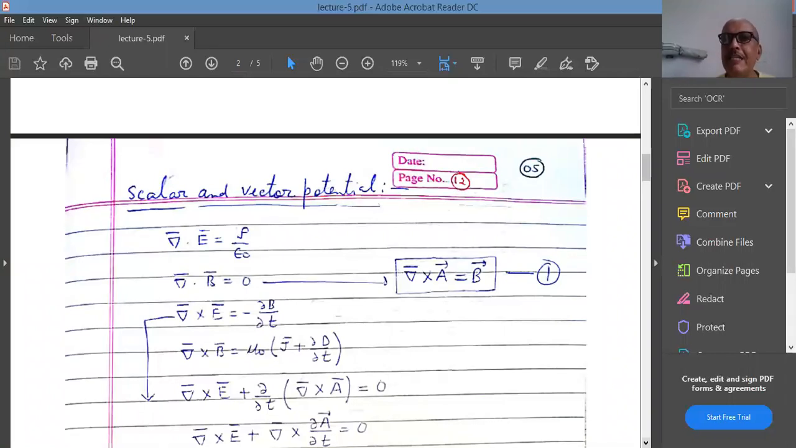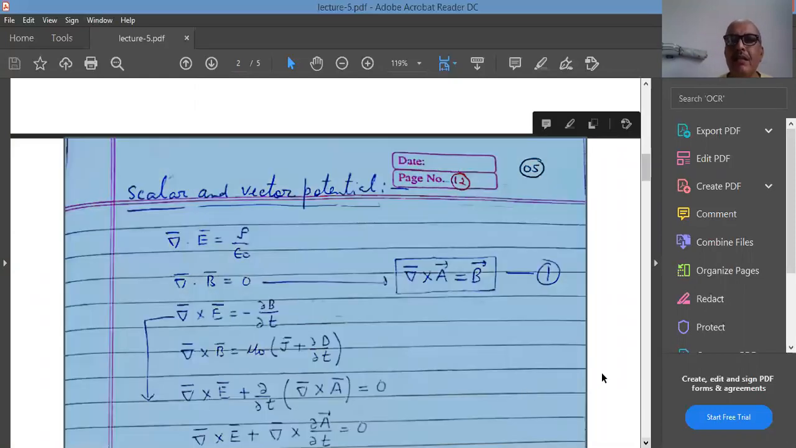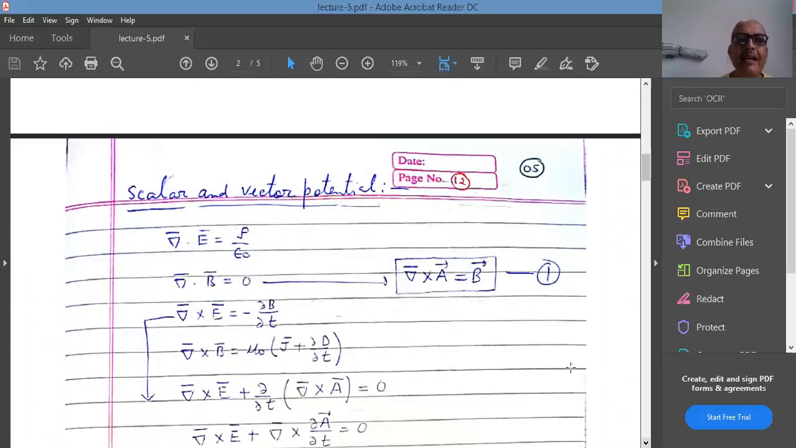At the same time, you also know two very important identities in vector calculus. The first identity is that the divergence of a curl of a vector quantity is always equal to 0, and the other is that the curl of a gradient of a scalar quantity is always equal to 0. In electrostatics, curl of E was equal to 0, and that is why we were able to write E as minus gradient of V.